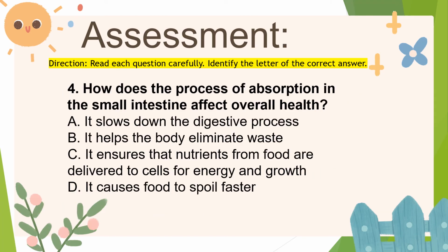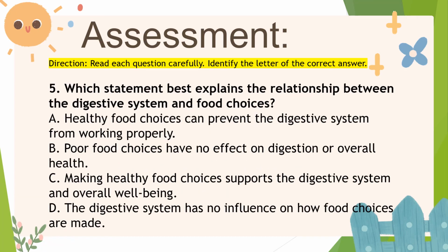Number 4. How does the process of absorption in the small intestine affect overall health? A. It slows down the digestive process. B. It helps the body eliminate waste. C. It ensures the nutrients from food are delivered to cells for energy and growth. Or letter D. It causes food to spoil faster.